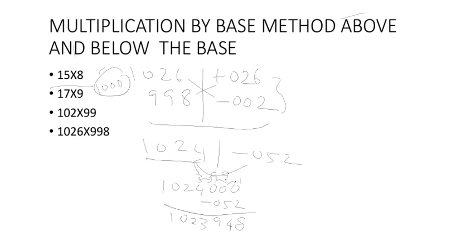So in this video we have seen the multiplication by base method, which involves numbers where both numbers are above the base value, both numbers are below the base value, and where one of the two given numbers is above the base and the other is below the base. We have dealt with a variety of these problems, and the method of solving them will definitely give you a greater hand in solving multiplication much faster than the usual way of obtaining the product between two numbers, that too for numbers having a greater number of digits.